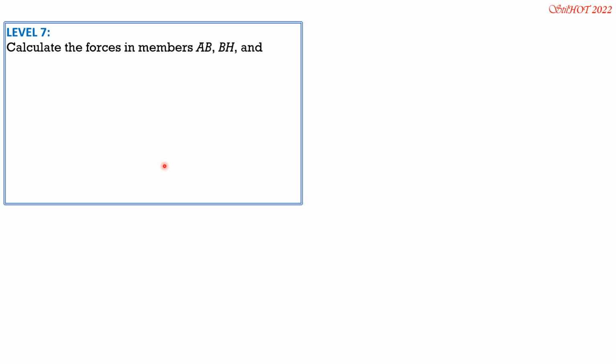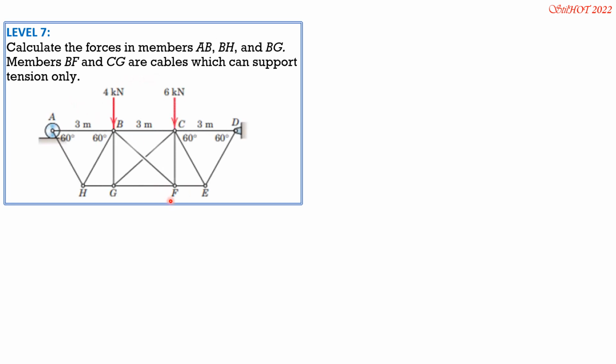Calculate the forces in members AB, BH, and BG. Members BF and CG are cables which can support tension only. So these diagonal members are made of cables, so therefore they can support tension only. If they are in compression, automatic zero, because if you compress the cable, it cannot resist compression, so it is automatic zero. So let's put the reactions, RA. Then since no horizontal load, the reaction at D will only be vertical also. Horizontal reaction would be zero.